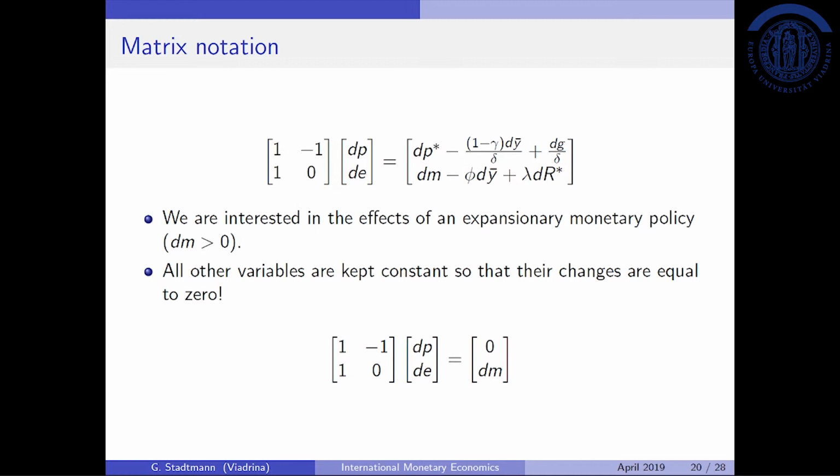We are interested in the effects of an expansionary monetary policy. So dm is larger than 0. All other variables are kept constant so that their changes are equal to 0. Hence, we get to the last equation on the slide. The solution vector consists of a 0 and a dm, so this is where the shock occurs.